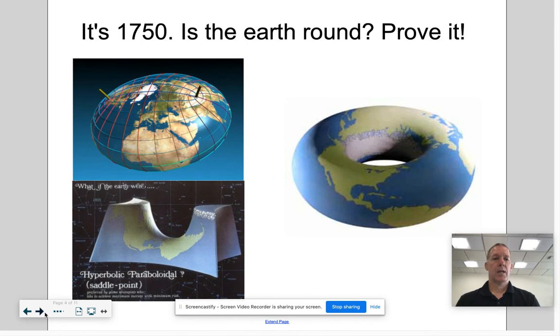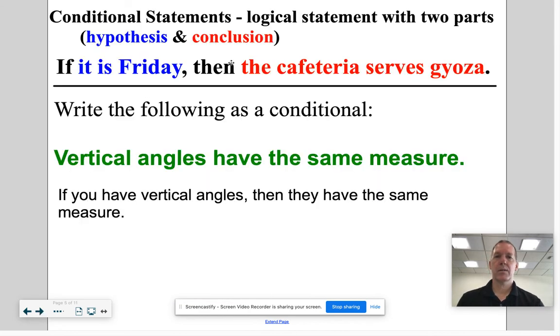And understand the hypothesis and conclusion idea, that you have to match up the first part and then use the second part to prove things are true or not. Which we're going to be doing in proofs, which is coming up.